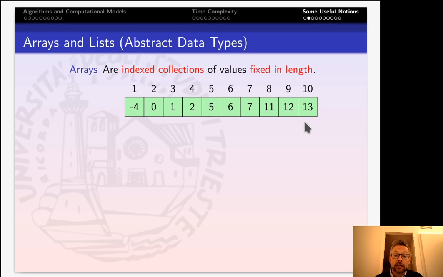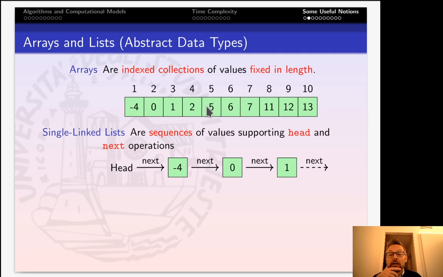And they are fixed in length. So once you have defined them, you cannot change their length. Or better, you can do it, but at the price of rebuilding from scratch a new array. Okay? So this is the first abstract data type that we need to know during this course.